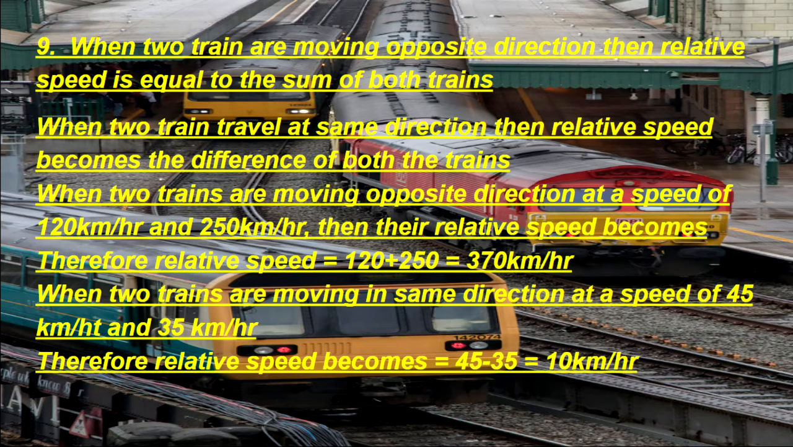Now we come to a solution. When two trains are moving in opposite directions at speeds of 120 and 250 kilometers per hour, the relative speed, as we know, is opposite direction so we add, that is 370 kilometers per hour. When two trains are moving in the same direction, at 45 and 35 kilometers per hour, the relative speed will definitely be 10 kilometers per hour. I hope you understand this video.